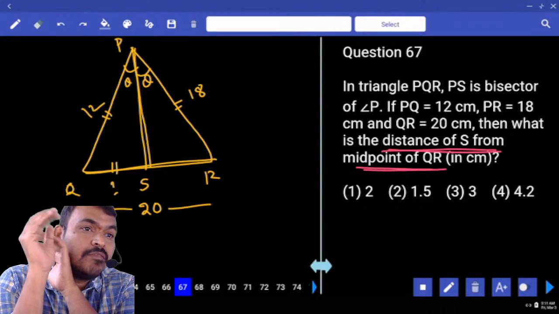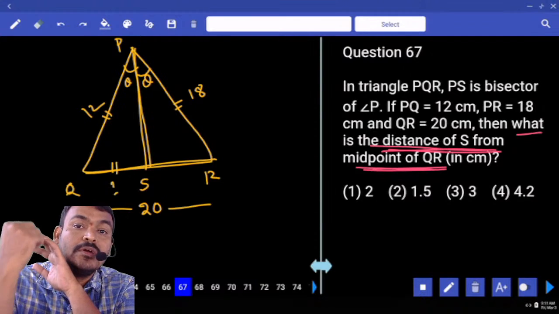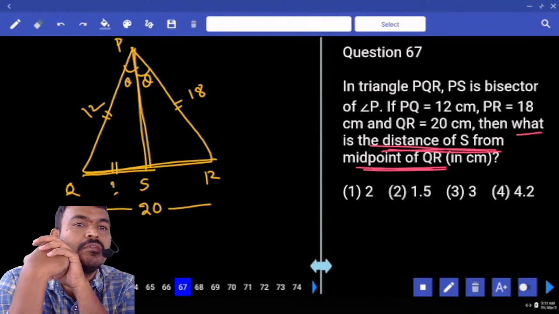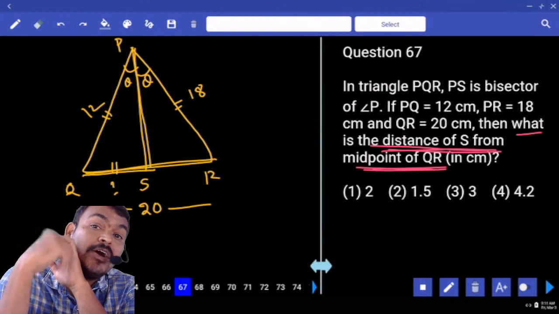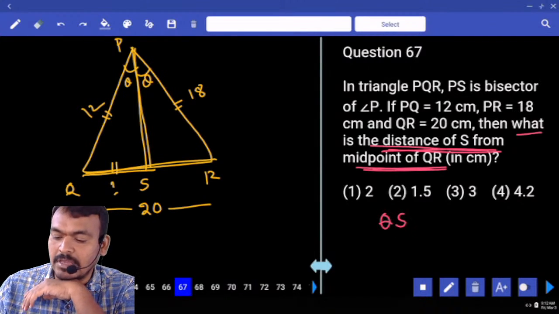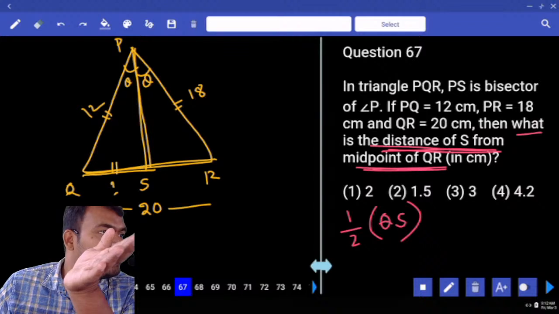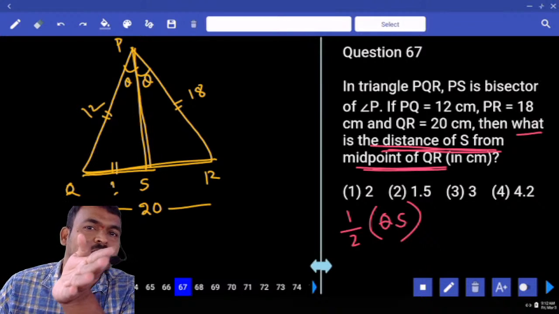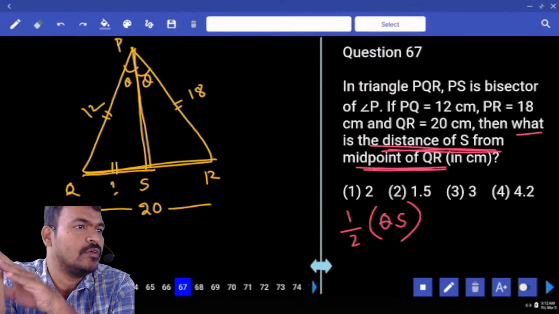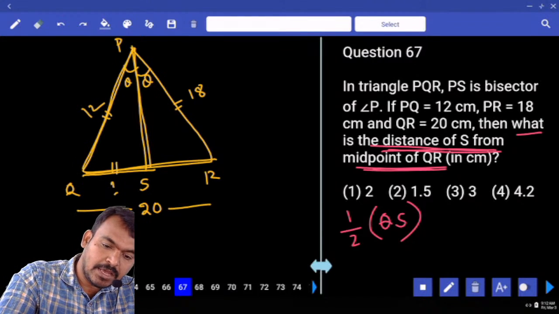We require the distance of S from the midpoint of QR, which means half of the QS value. First we need to identify the QS value, but the answer is half of the QS value. Since S is already a point on QR, the distance from the midpoint will be half of QS. PQ is given as 12 and PR is given as 18.